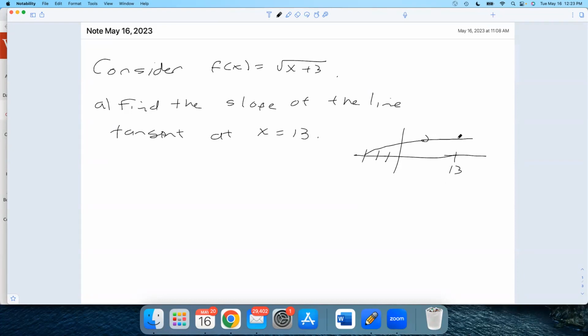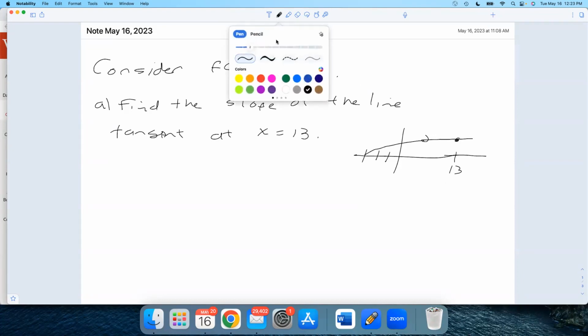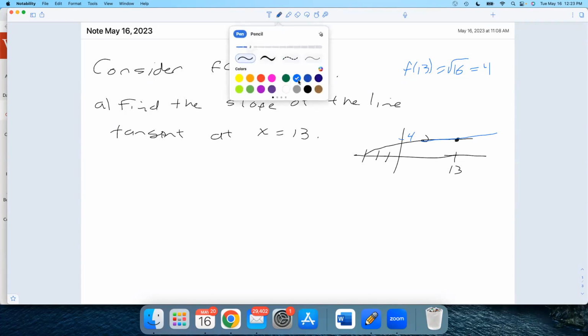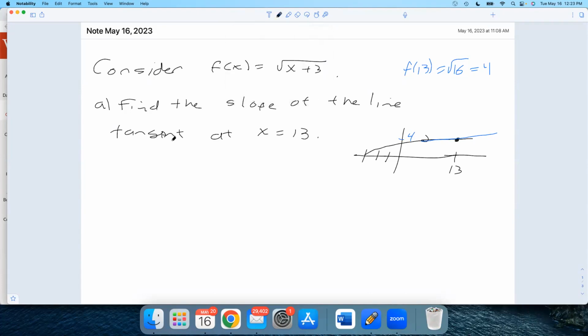So what we're finding is the derivative at this point, which will tell us the slope of the tangent line at that point right there. So we might as well go ahead and find that y value right there. F of 13 will be square root of 16. That's 4. That's not the slope of the line. That's the actual y value. To find the slope of the line, we find the derivative.